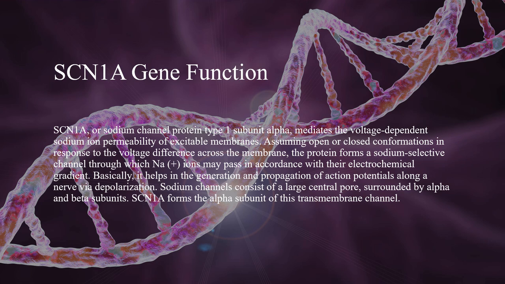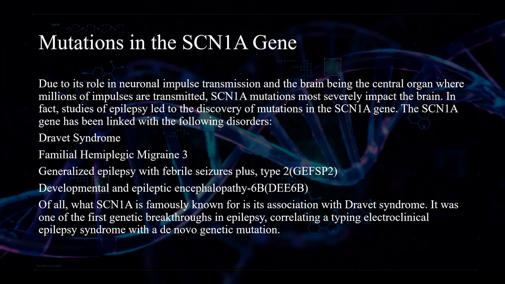Sodium channels consist of a large central pore, surrounded by alpha and beta subunits. SCN1A forms the alpha subunit of this transmembrane channel. Due to its role in neuronal impulse transmission and the brain being the central organ where millions of impulses are transmitted, SCN1A mutations most severely impact the brain. In fact, studies of epilepsy led to the discovery of mutations in the SCN1A gene.